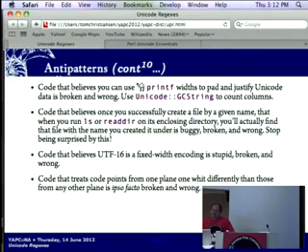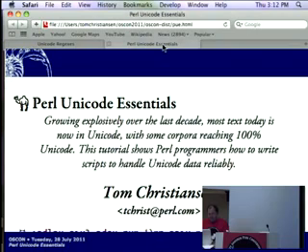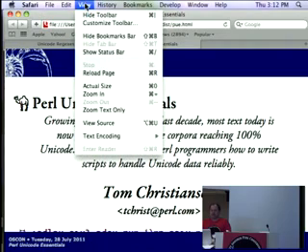Oh, yes. I was just complaining too much. So what I wanted to do is cover a couple of other things that aren't regex related, but they are Unicode things.